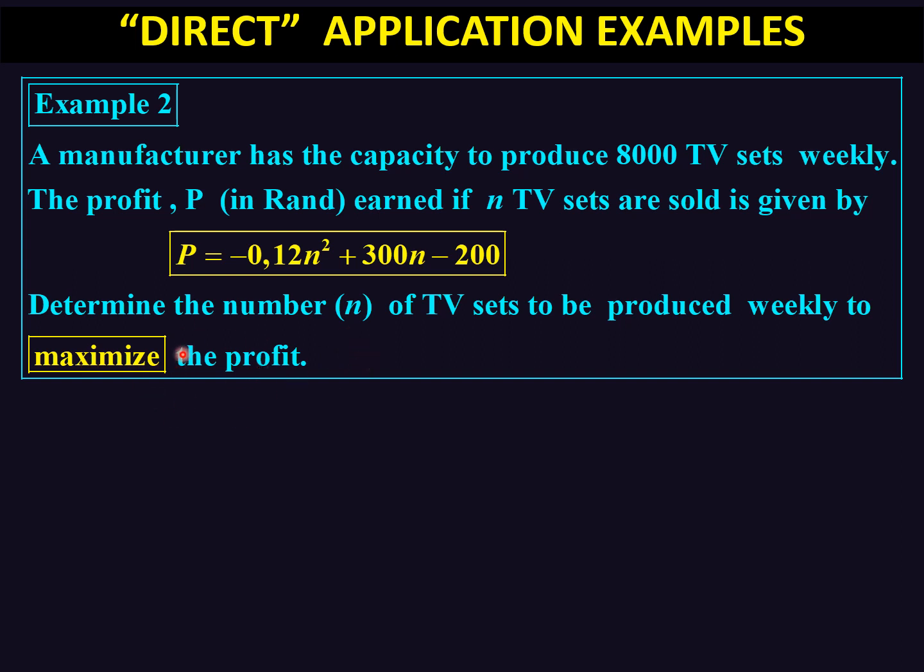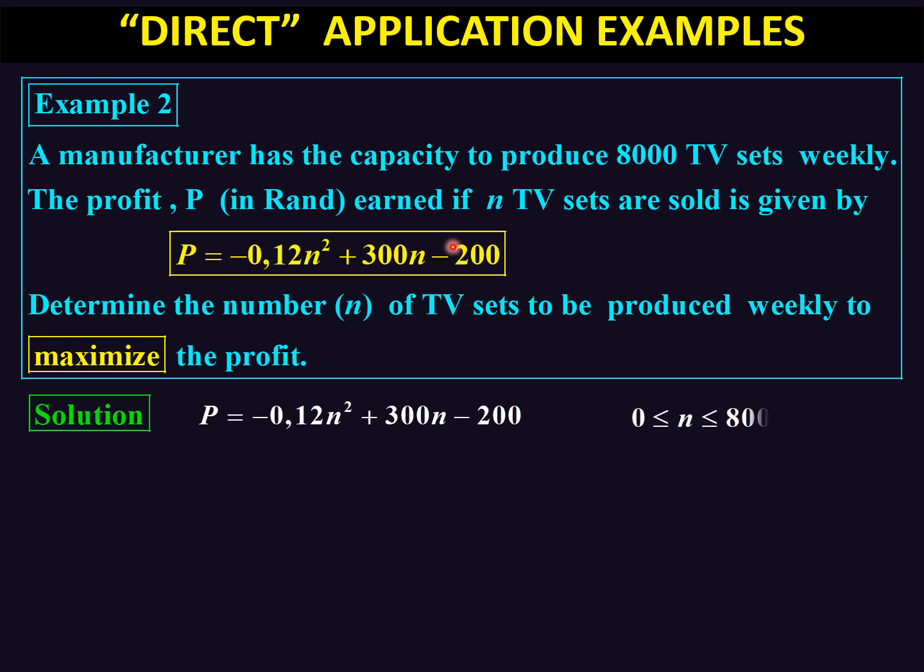So in other words, here we have that the profit equation is given, that has to be maximized, right? Let's look at the solution now. So let's start off with the given objective function. So the first thing that we have to do, that's right, we have to determine the constraints. And the constraints here, as we mentioned, n is a value somewhere between 0 and 8,000. So first of all, we differentiate and equate it to 0.